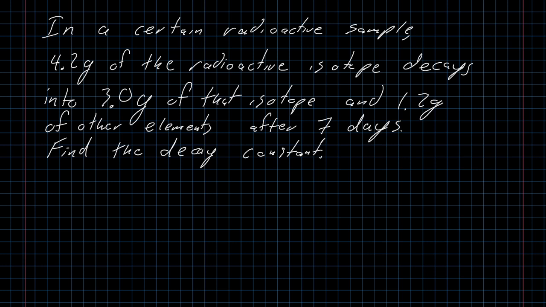In a certain radioactive sample, 4.2 grams of the radioactive isotope decays into 3.0 grams of that isotope and 1.2 grams of other elements after 7 days. Find the decay constant.